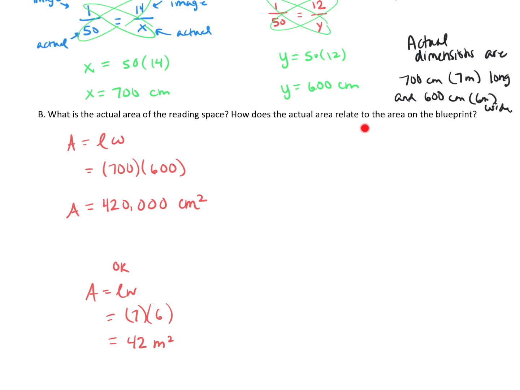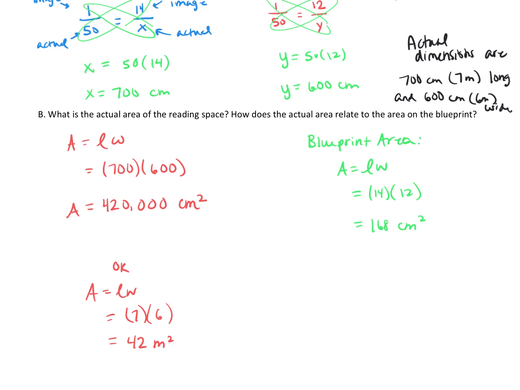How does the actual area relate to the area on the blueprint? Well, why don't we find the area on the blueprint? That is still length times width, but our blueprint, those were the image measurements. Our length was 14 and our width was 12. We multiply those out, we get 168 centimeters squared. So how does it relate to the area of the actual reading space? Because this unit is in centimeters, that's why it's helpful to have our area in centimeters so we can compare the same units.